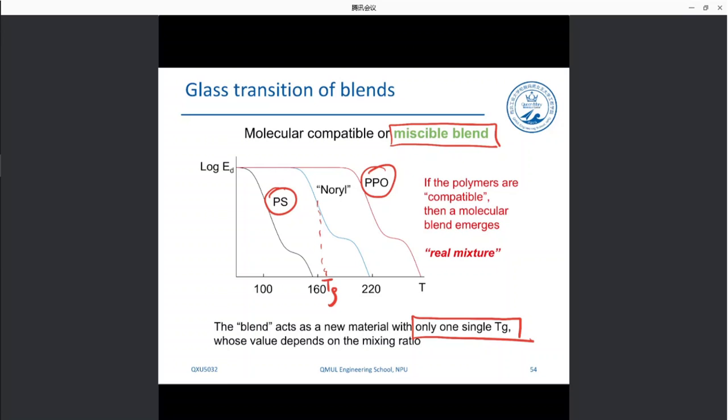And of course, as you realize, the value of the glass transition temperature depends on how much of the two materials we introduce. If we use, let's say, most of the polystyrene, then the glass transition will move in this direction, okay? If we use, let's say, 90% of PPO and 10% of polystyrene, then the glass transition will move towards this direction, okay? So, miscible blend, one Tg.